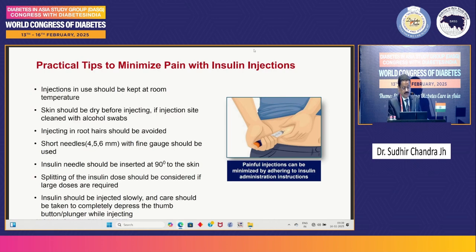And the splitting of insulin dose should be considered if large doses are required. Insulin should be injected slowly, and care should be taken to completely depress the thumb button plunger while injecting it into the subcutaneous tissue. Painful injections can be minimized by all these things.